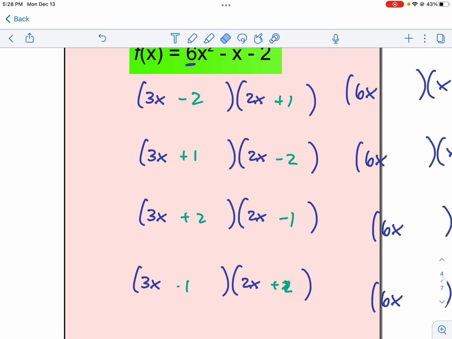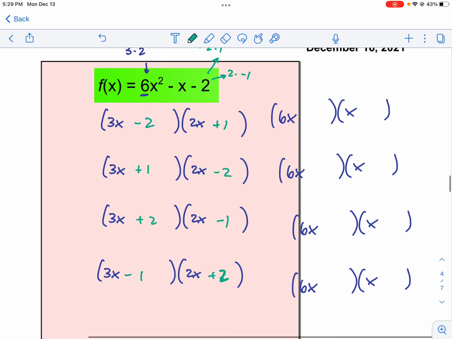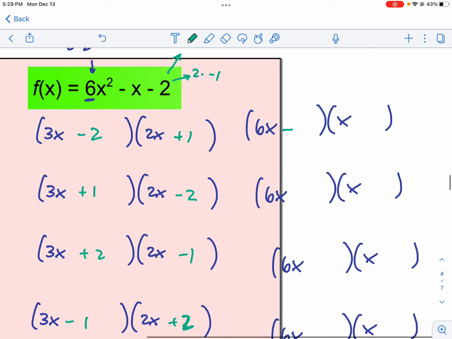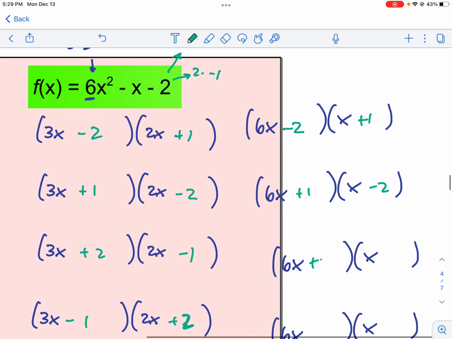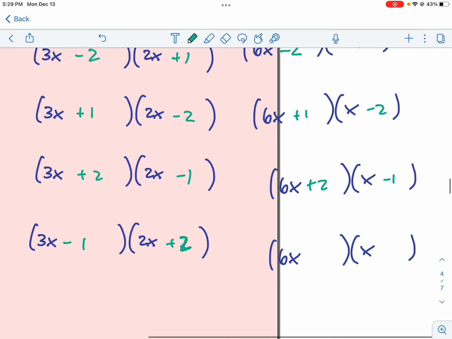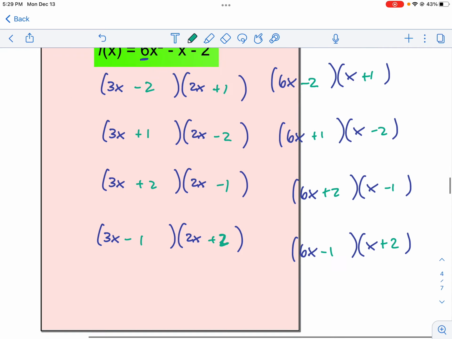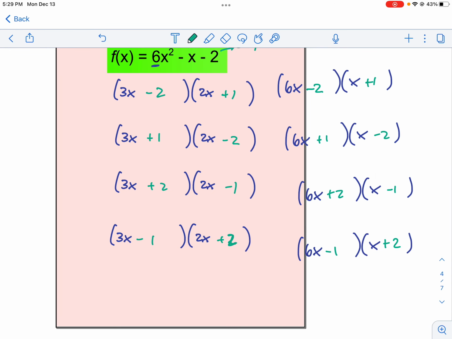Oh boy. Good try, Mr. Roach. Negative and plus 2. There we go. Same thing is going to happen over here. Minus 2 plus 1. Plus 1 minus 2. Plus 2 minus 1. And minus 1 plus 2. In all of these, we are guaranteed the A term 6x squared and negative 2.